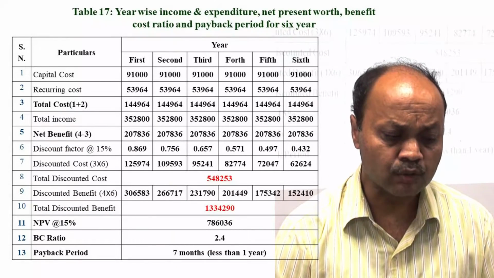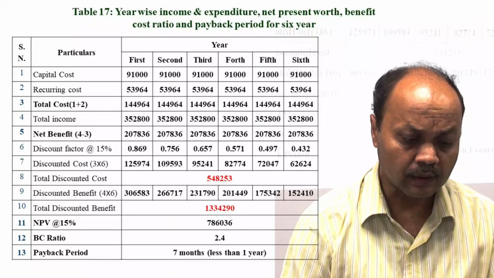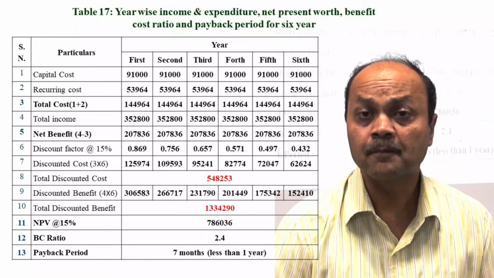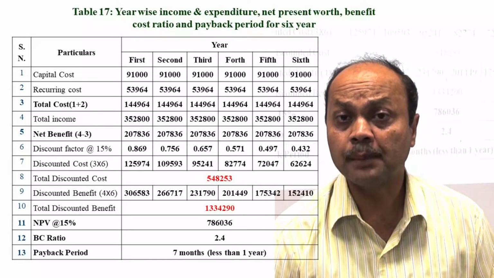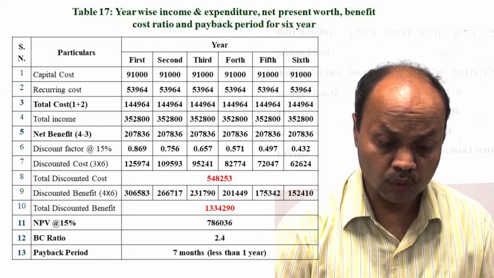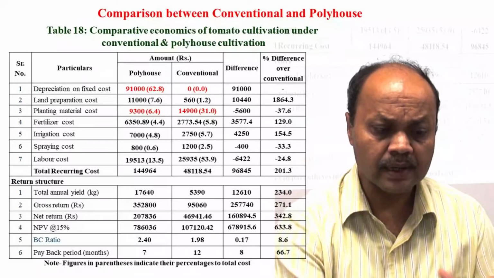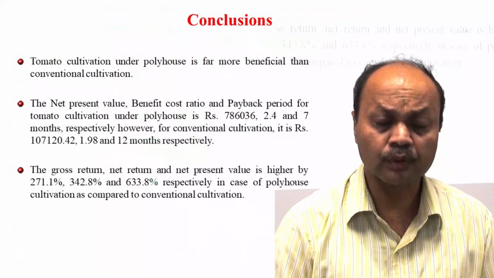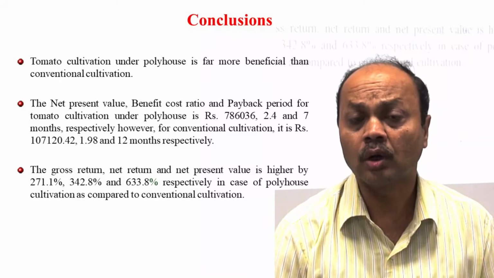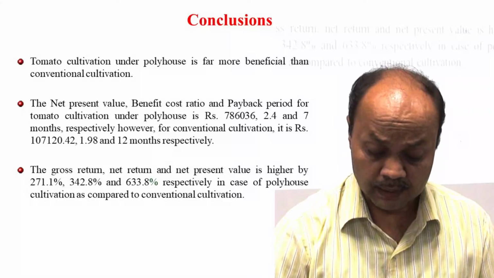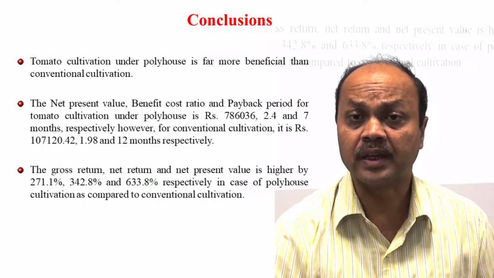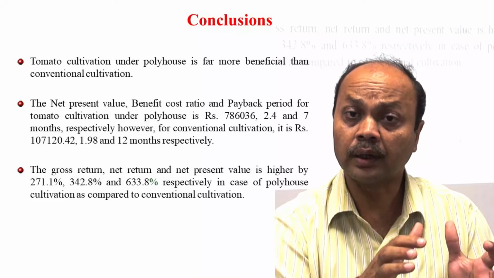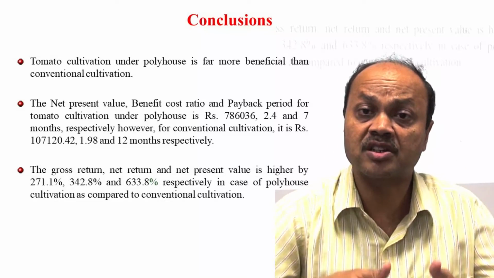And the same like discounted cost, and the BC ratio in this case you can see is 2.4, lower than your drip or even plastic mulch. And in the same way here we have done the comparison between conventional and poly house. So why is this so? One thing is very important I want to say: here you have taken the cost for 1 year, but initially you have to incur the expenditure in constructing the greenhouse.